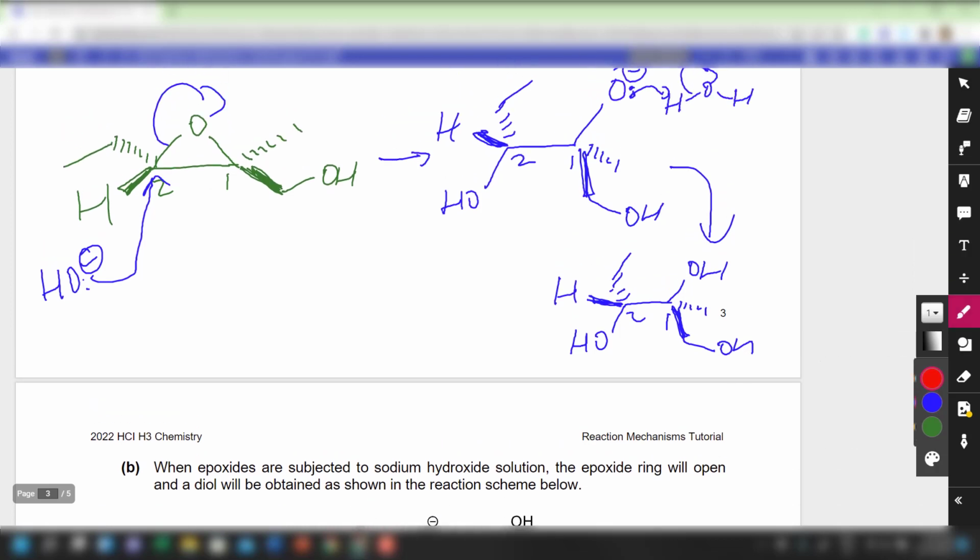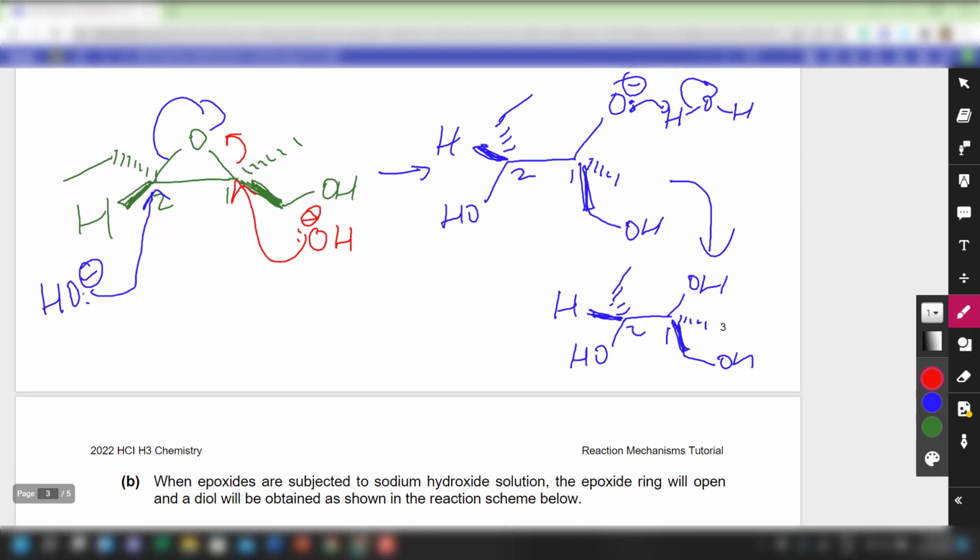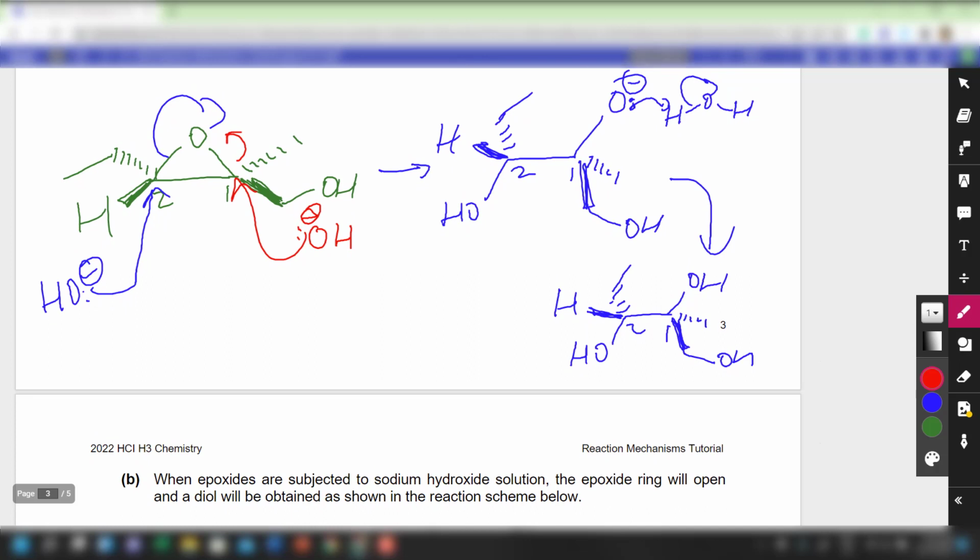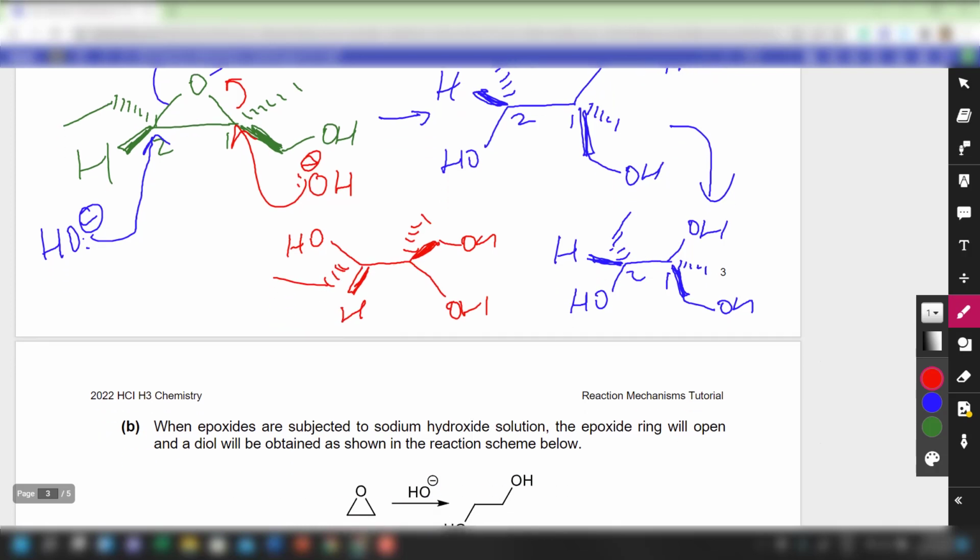Another potential product I can draw is where my hydroxide approaches from carbon number 1, and then the ring will open. I'm not going to draw the intermediate alkoxide. I'm just going to simply draw the final product out like this, OH, projecting in, projecting out, OH, and then H here. This is carbon number 2 and carbon number 1.